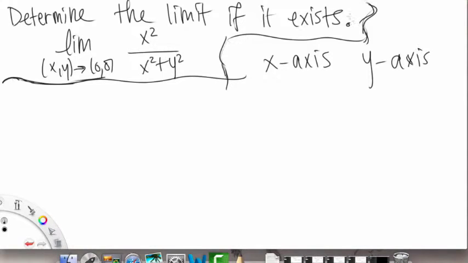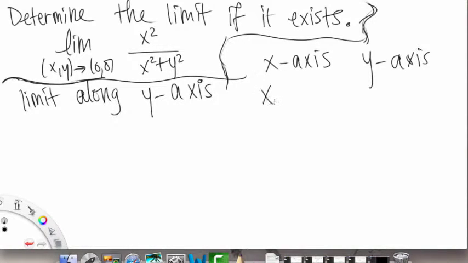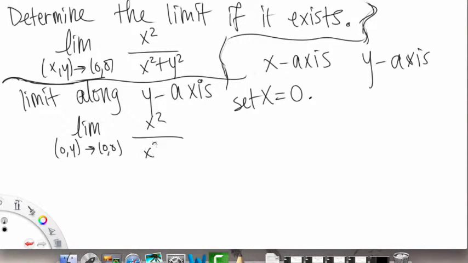So for example, if we wanted to try the limit of this function along the y-axis, that means we're going to set x equal to 0. Okay, so let's see what happens. We have the limit as (0, y) goes to (0, 0) of x squared over x squared plus y squared. If we plug in 0 for x, we have 0 squared over 0 squared plus y squared, which is equal to 0, right? So that's the limit when approaching the point (0, 0) along the y-axis.